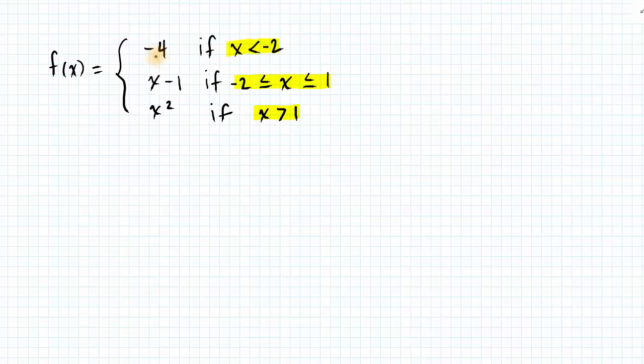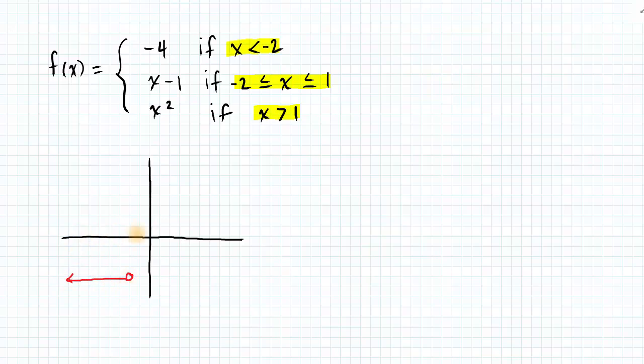So the first part says that if x is less than -2, we have a certain value for the function, and that value is -4. So at -2, we're going to go down to -4. We're going to put a circle there, though, because at -2, we are not including the value of -2. It's less than -2. So to the left of -2, the function value is -4. So that means no matter where we are to the left of -2, the y values are all -4.